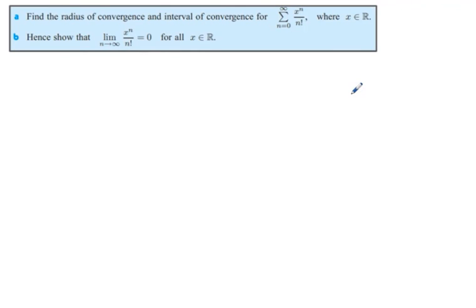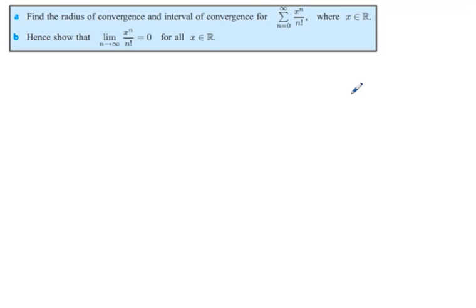Find the radius of convergence and interval of convergence for the series from n equals 0 to infinity of x to the n over n factorial, where x is a real number. Hence, show that the limit as n approaches infinity of x to the n over n factorial equals 0 for any x. So we will start with part A.